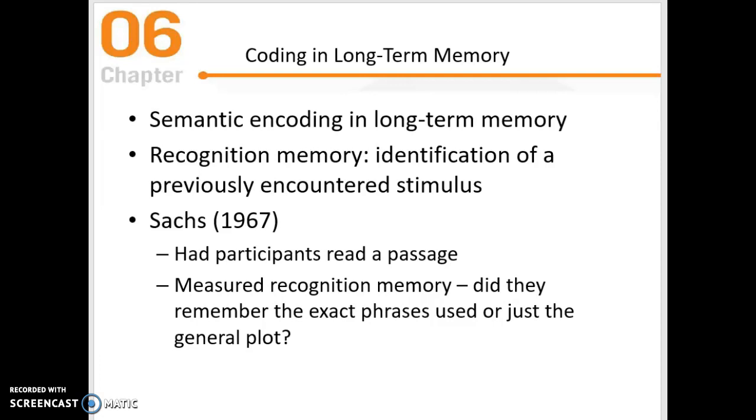And what he found, and you can refer to this on page 159 in your textbook as well, he did find that people had the general gist of the plot, but did not necessarily recognize the exact phrases. So that tells us that we code for meaning. We don't necessarily look at things verbatim or remember things verbatim, but we can assess the meaning of a situation or passage and recognize that.